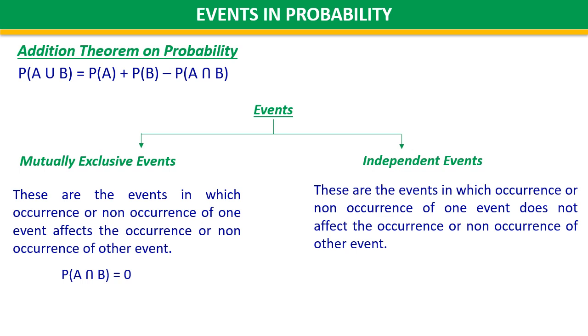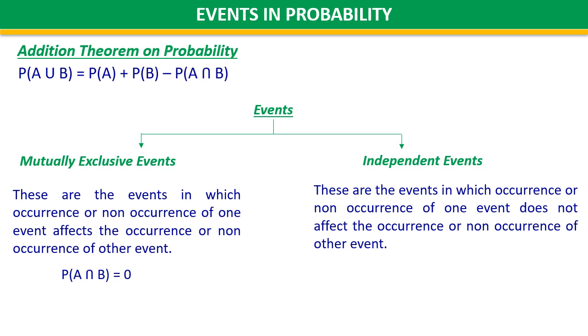Let's take an example. Suppose I toss a coin and I ask you what is the probability that head will appear, it is 1 out of 2. What is the probability that tail will appear? It is 1 out of 2. So if head appears, it will not allow tail to appear, or vice versa. So the occurrence of one event affects the non-occurrence of the other event, as they are mutually exclusive.